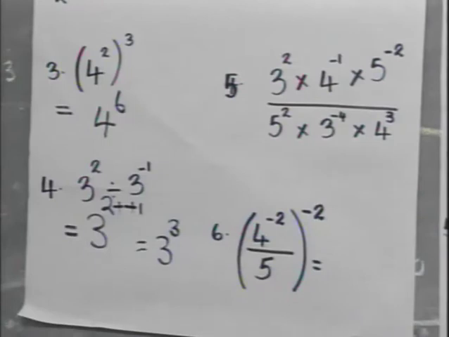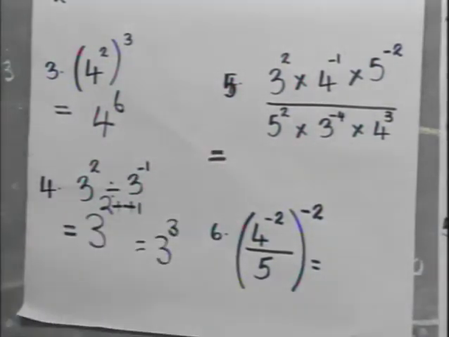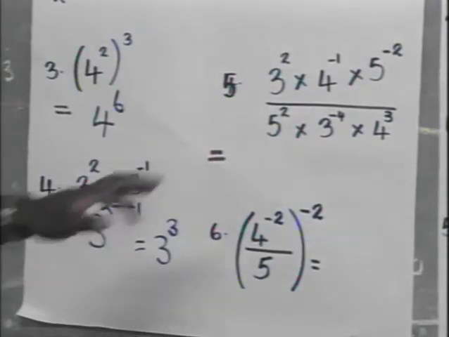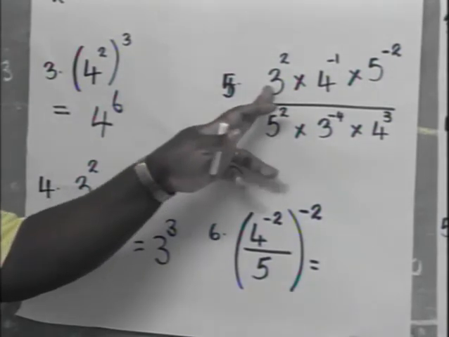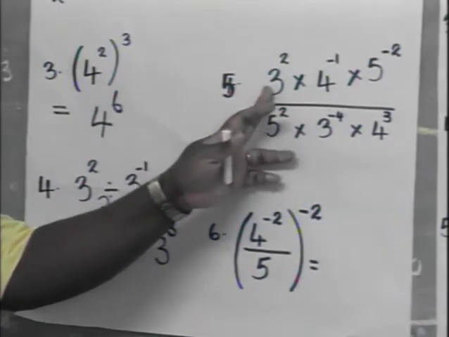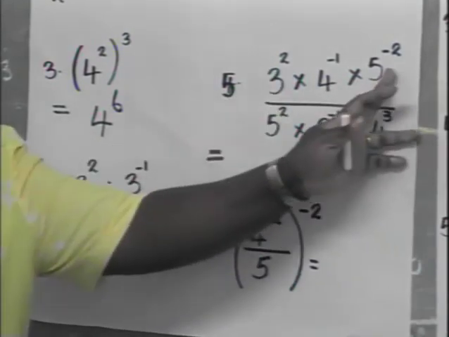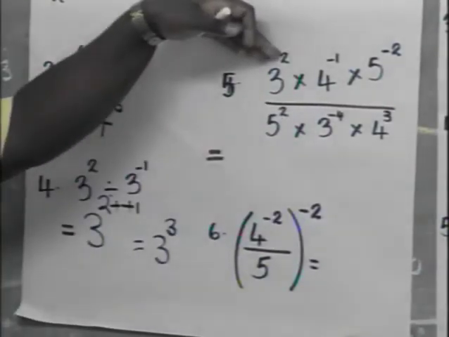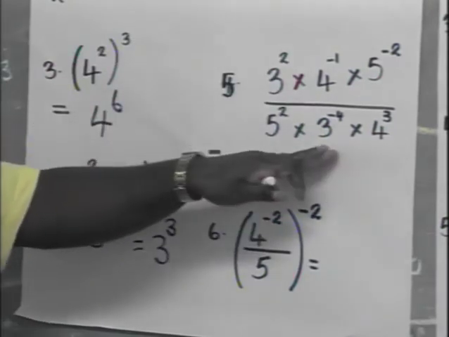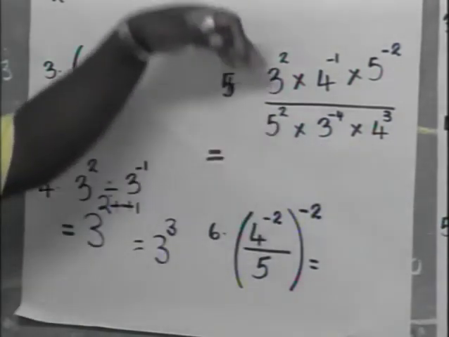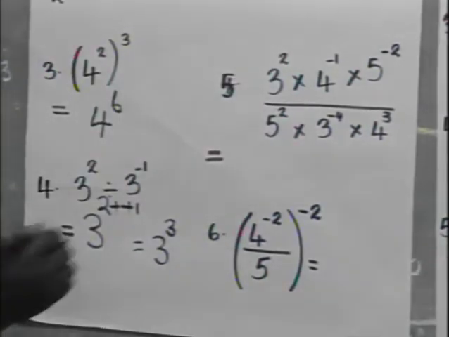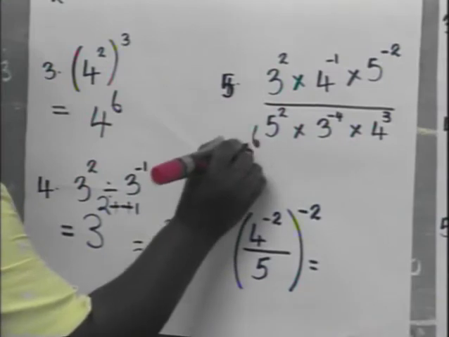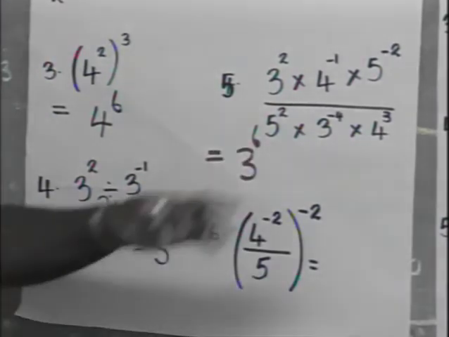Okay, number 5. You only add or subtract the indices of those that have the same bases. Okay, there's no other 3 there, so I will have to subtract, because this is like saying 3 squared divided by 3 to the power of negative 4. So 2 minus negative 4 will give me 6. So 3 to the power of 6.